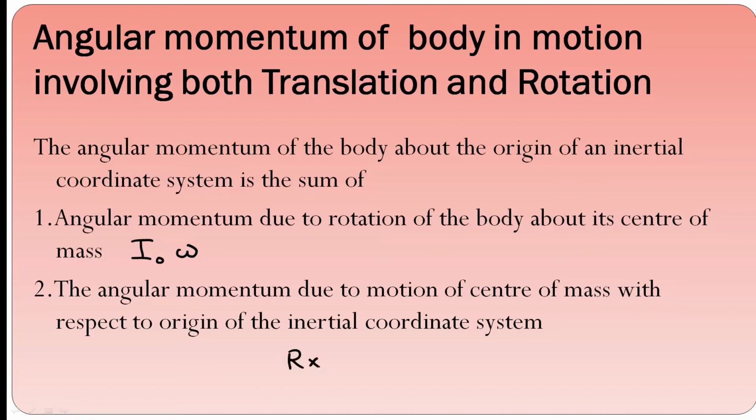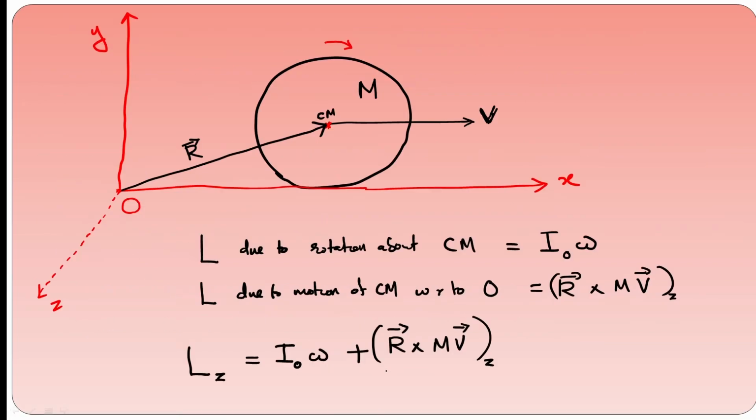This is R cross MV. R cross MV will be along the Z direction, that we know. So what we are going to do is prove this statement.